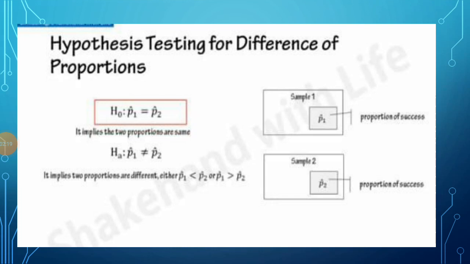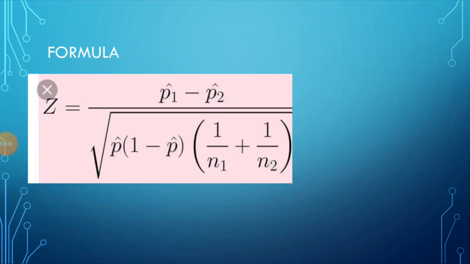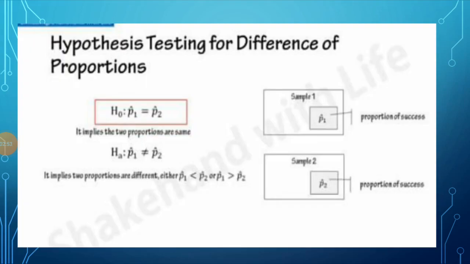If two samples are drawn from different populations, then we might want to know whether the difference of the proportion of success is significant or not. In such a situation, the null hypothesis will be H0: P1 is equal to P2. It implies that the two proportions are the same. HA: P1 is not equal to P2. It implies the two proportions are different, either P1 is less than P2 or P1 is greater than P2. Here P1 is the proportion of success in sample 1 and P2 is the proportion of success in sample 2.